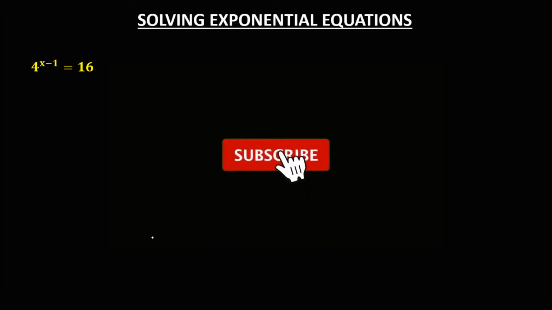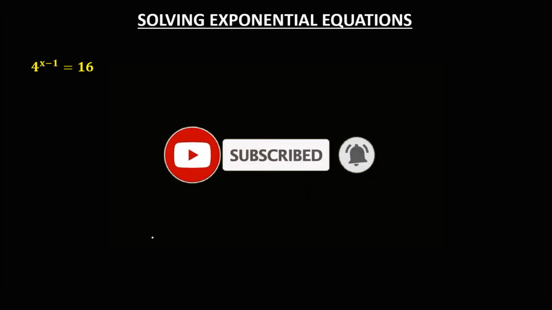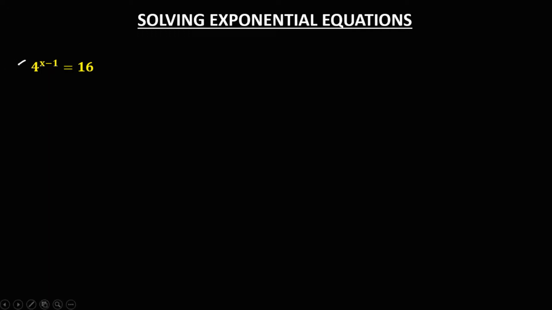Okay, so let's solve this problem. So in solving exponential equations, then we have this given. So first, we need to rewrite these numbers with the same base. So we have this 4 and 16. Since we can rewrite this 16 as 4 to the power 2, so this equation becomes 4 to the power x minus 1 equals, so 16 is equal to 4 to the power 2.